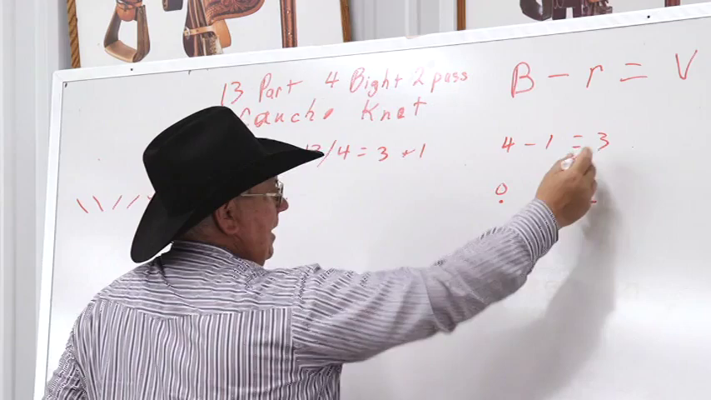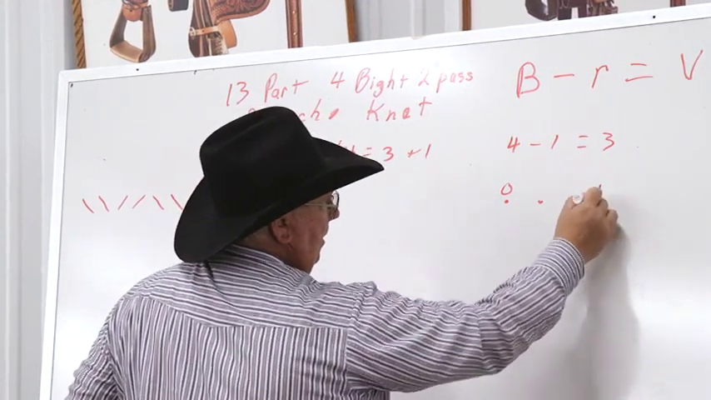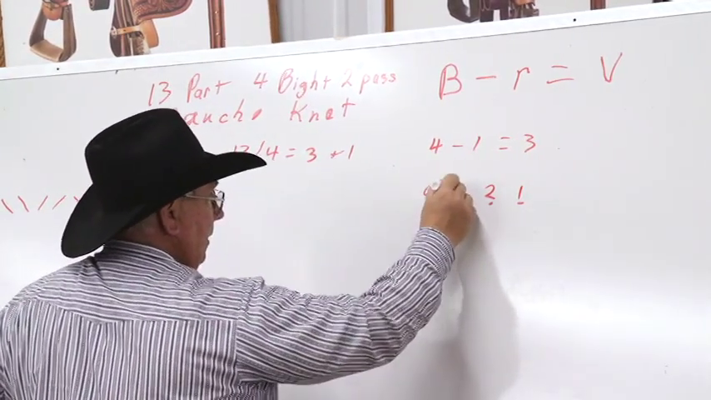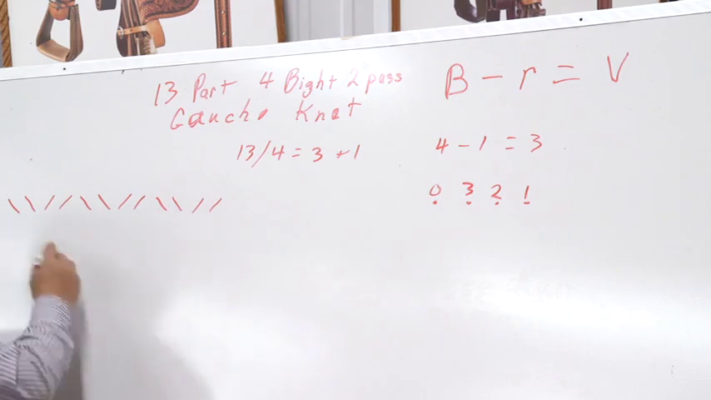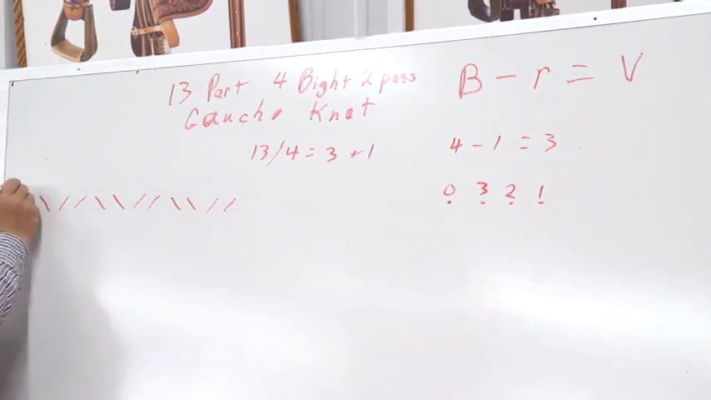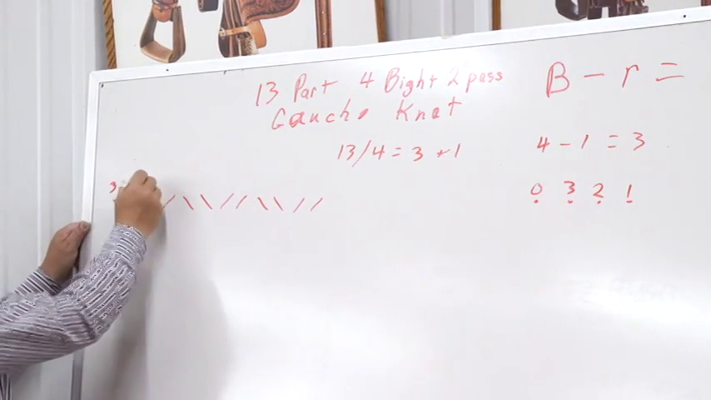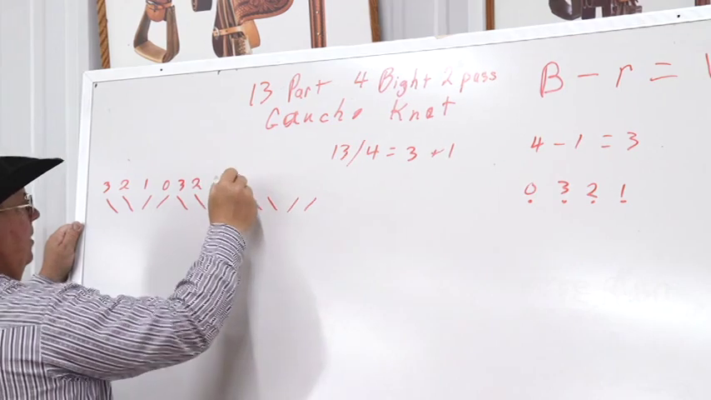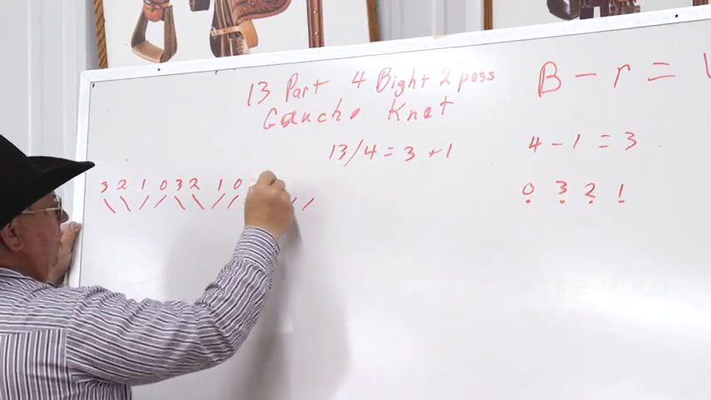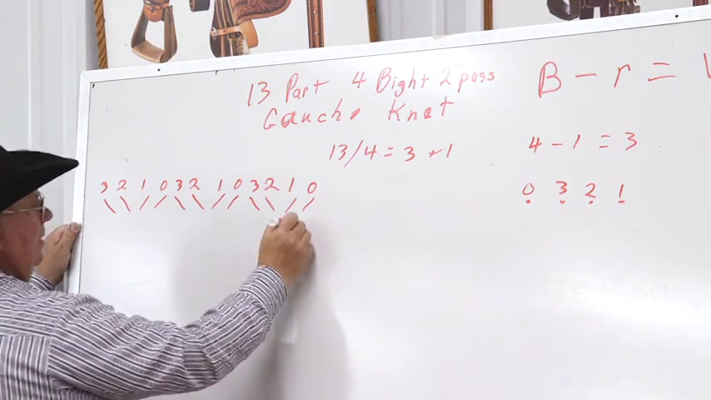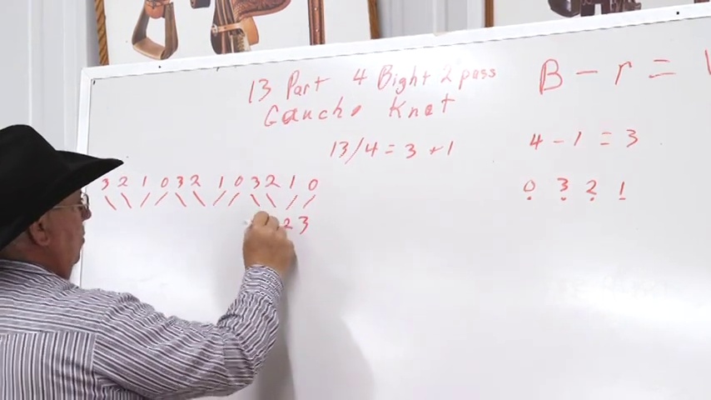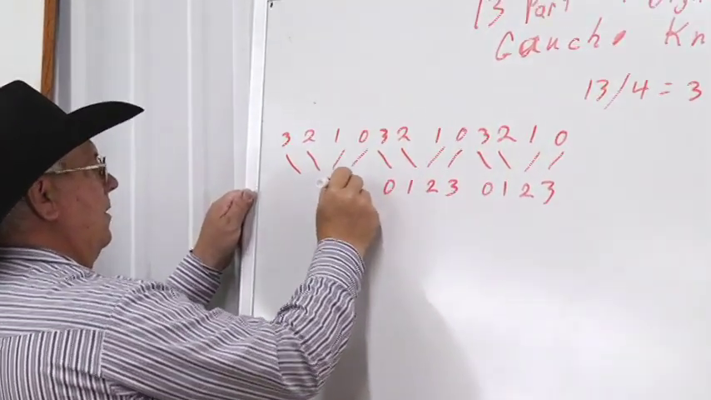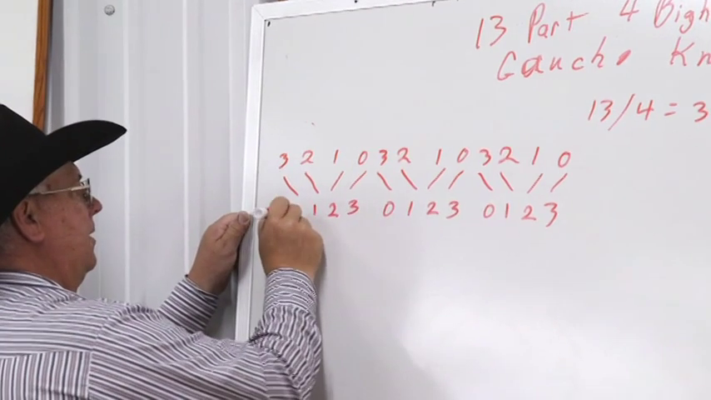We start with 0. We count this over. 1, 2, 3. 1, 2, 3. 1, 2, 3. So now our count value numbers go up here. 3, 2, 1, 0, repeating down the line.